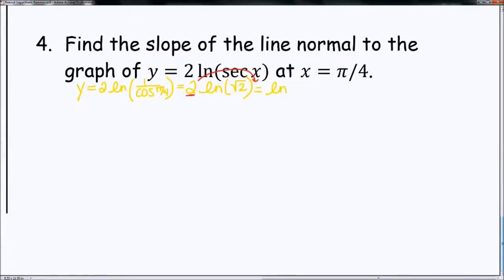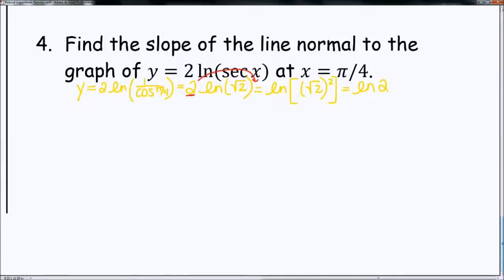So this is equal to ln of root 2 squared. That's what it means when that 2 is in front of the ln. That means whatever ln of whatever is going to be squared. Well, if I square a square root, it means it just goes away. So ultimately, this is equal to ln of 2. Okay, whatever that decimal value is. So that is my y coordinate.